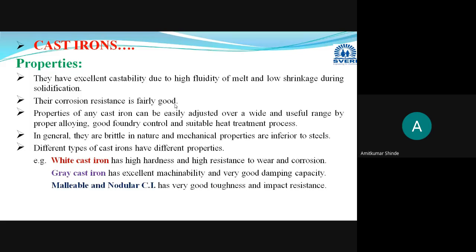Now after this, the next property is that you can alter the properties of the cast iron depending on your requirement.